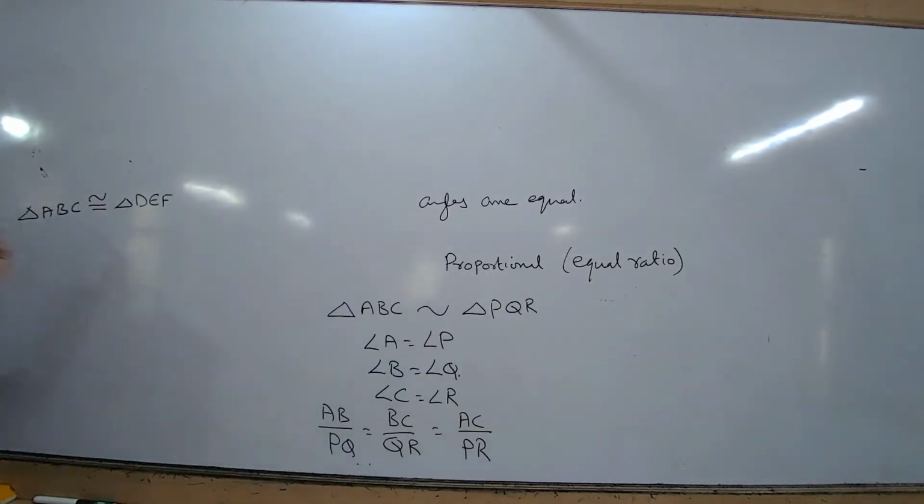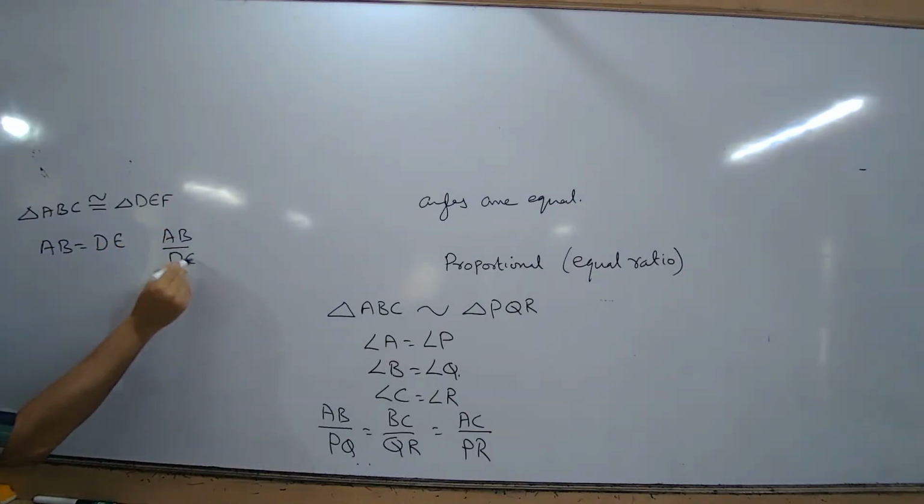Can you prove what is written in our book? If the triangles are congruent, they are similar. Can you prove they are similar? How will you prove? You have to show corresponding angles are all equal and sides are proportional. AB upon DE, how did you get? But if they are congruent, what will you get? AB will be equal to DE. Therefore, what is AB upon DE? 1.